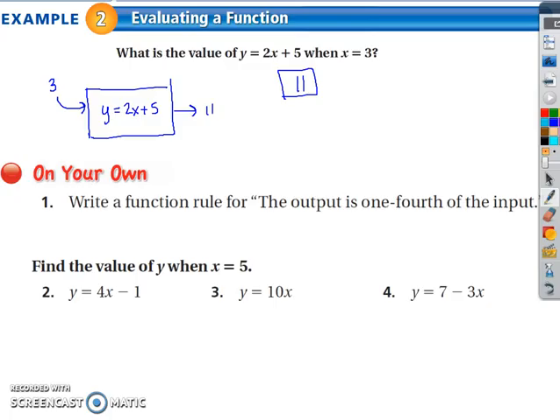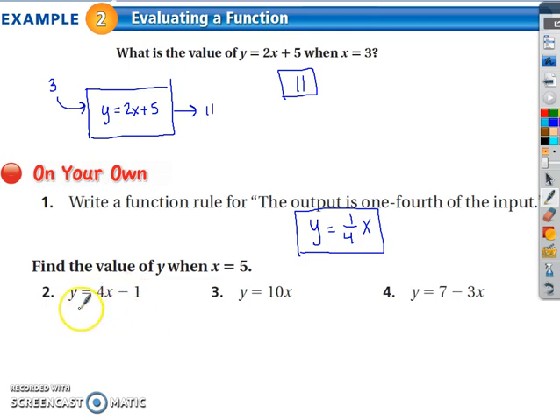Go ahead and take a moment to pause the video and try the next 4 on your own. Our output y is 1/4 of, which means multiplied, so 1/4 times x is going to be the rule for our function here.